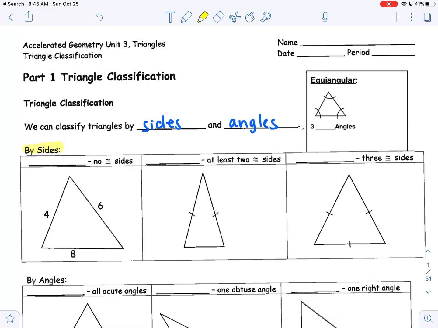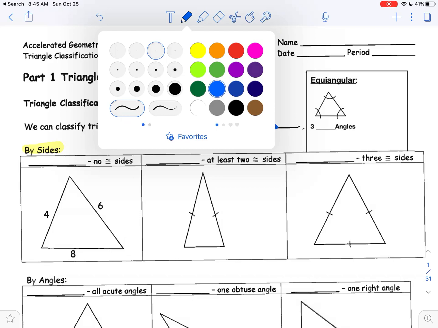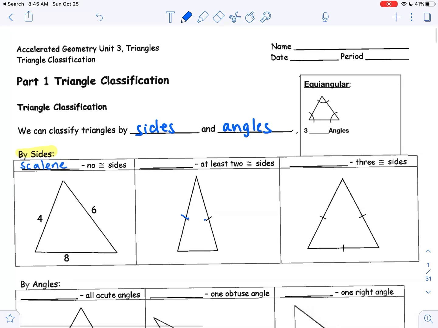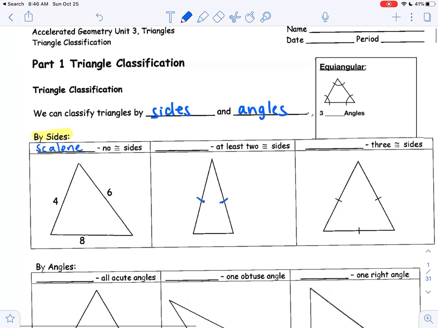Okay, so with that, when we're looking at a triangle and all the sides are not congruent, we call that type of triangle a scalene triangle. So scalene is spelled S-C-A-L-E-N-E. Now, if we look at the sides and we notice that these sides are marked congruent with that single tick mark, at least two sides being congruent, then we label this as an isosceles triangle.